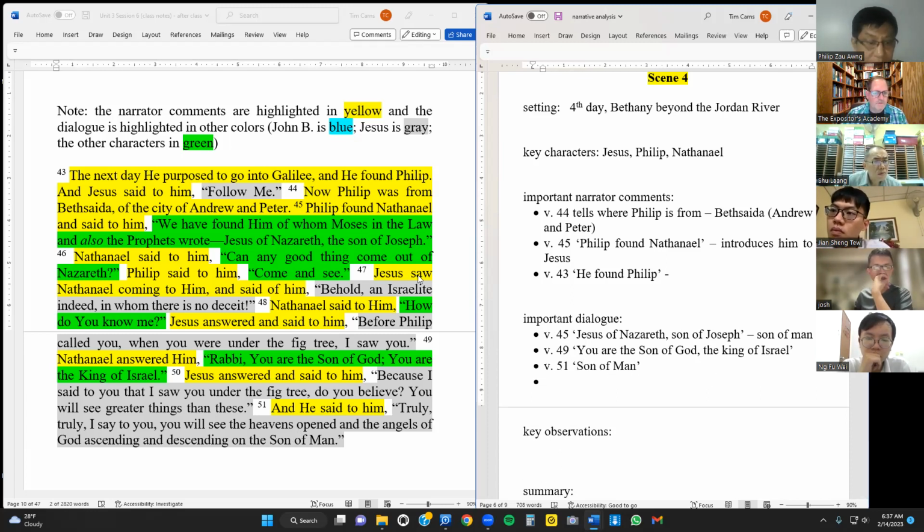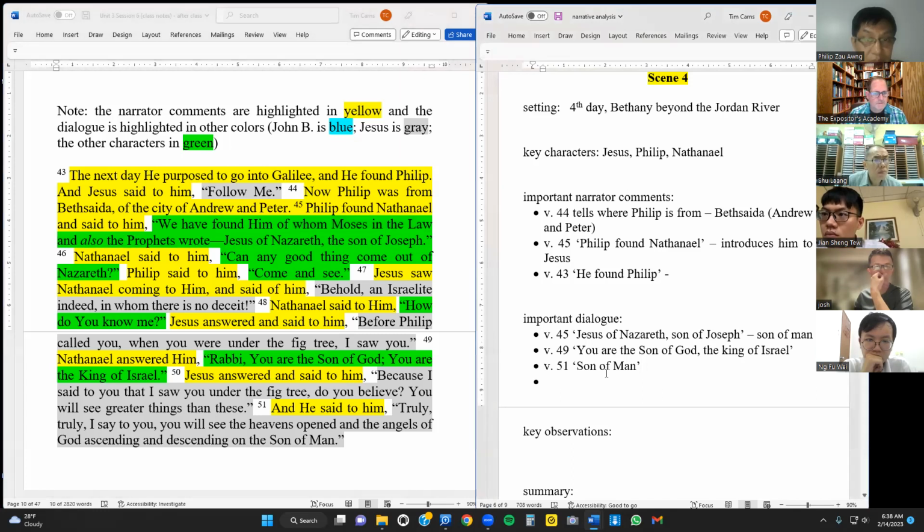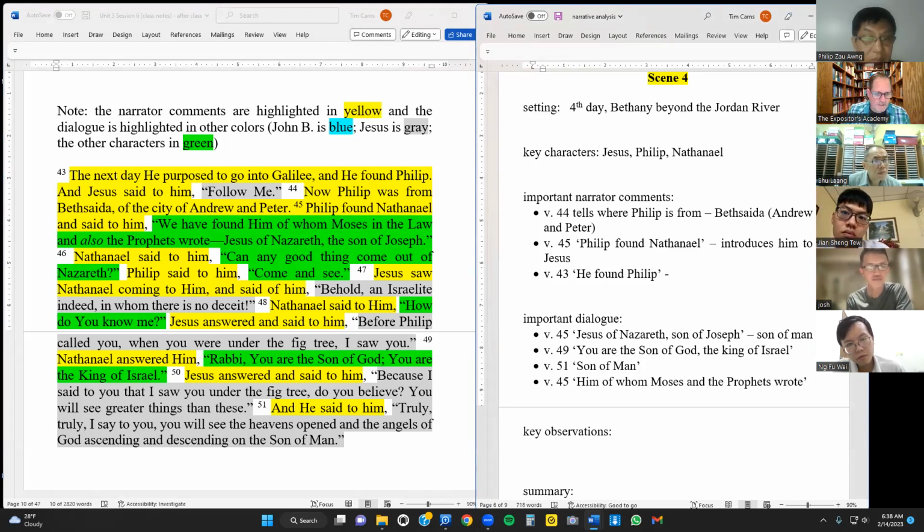And then also even verse 45, right? Found him of whom Moses wrote. Yep. Him of whom Moses and the prophets wrote. Good. Yeah, I think that's a key observation.